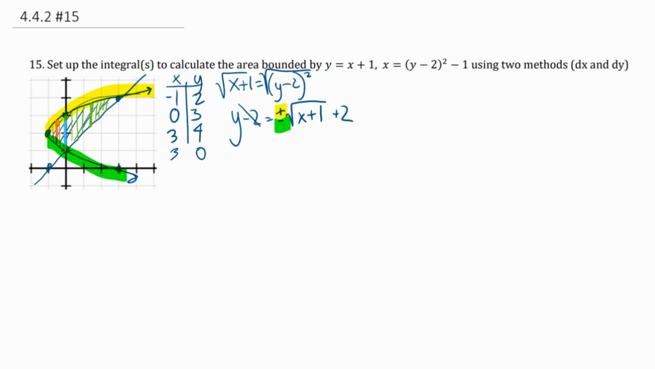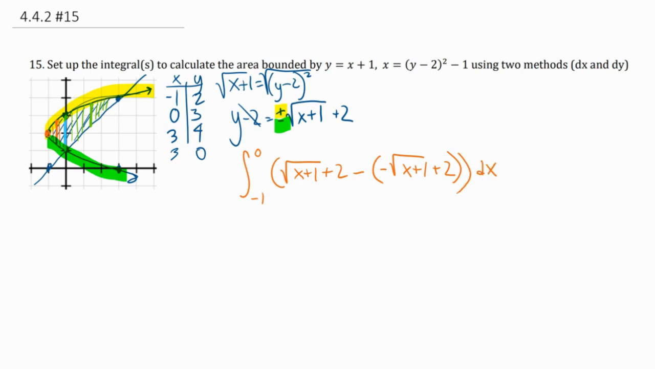All right, and then let's go ahead and set up our first integral. So it's going to be the integral from our first point of intersection to 0. So -1 to 0. Our upper function is positive root x + 1, plus 2, minus our lower function, which is negative root x + 1, plus 2, dx.